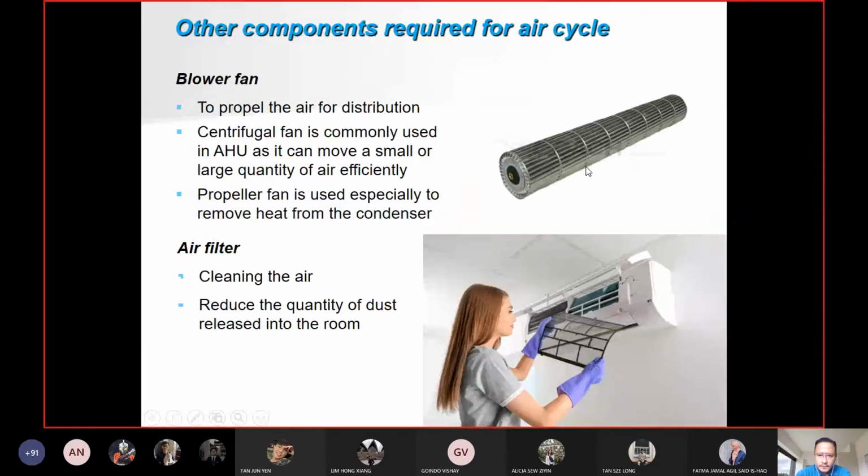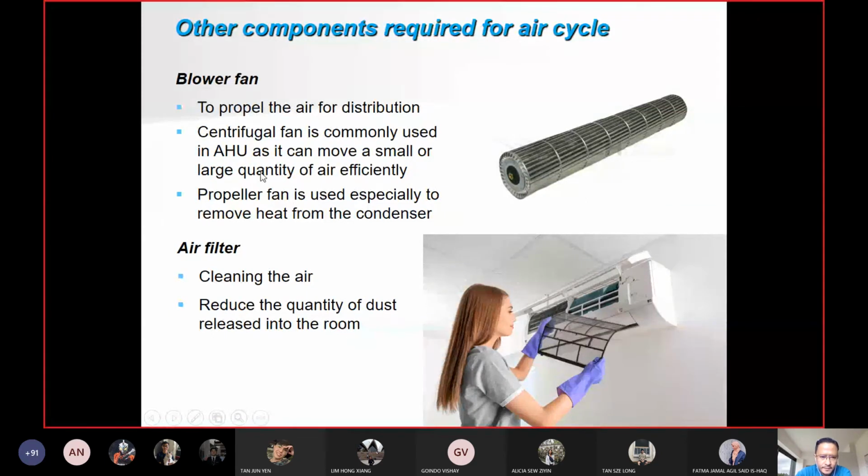So the other components required for the air cycle: the blower fan. Okay, this is how it looks inside your indoor unit aircon. This is a blower. You cannot really call it a fan, because normally a fan has flat blades like that. So this is a scroll-shaped blower, to propel the air for distribution.